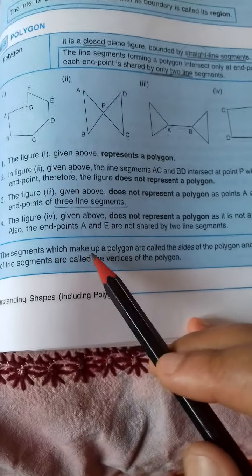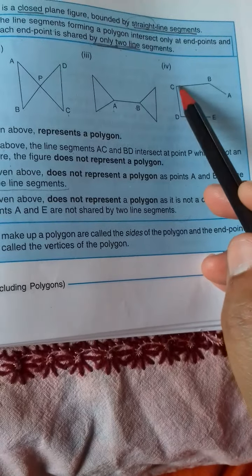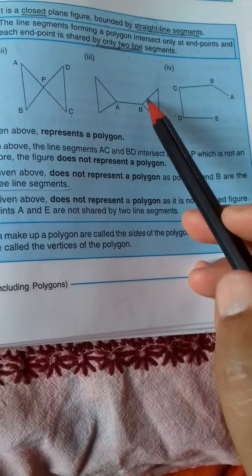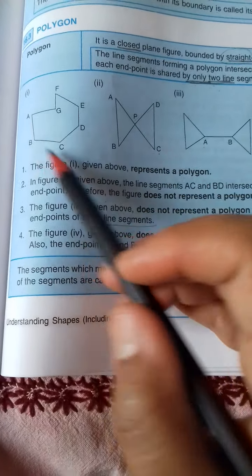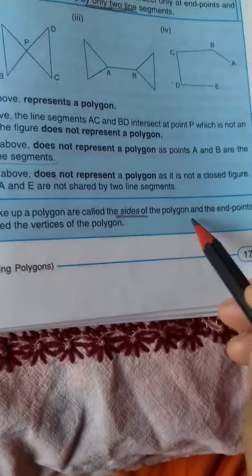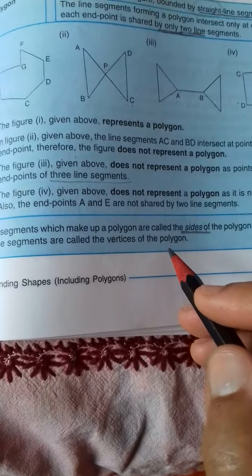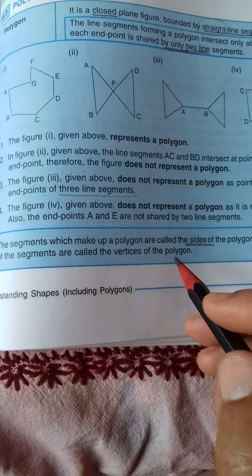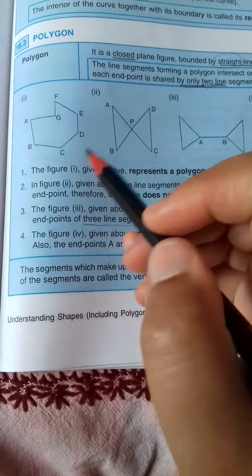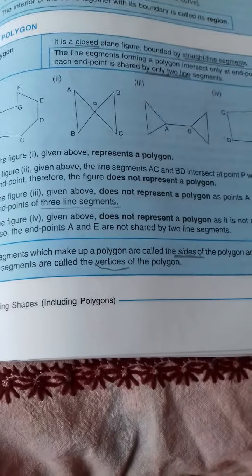Okay. So the segments which make up a polygon are called sides of the polygon. These segments BC, CD, DE, PD, DC, these segments FG, AG, are called sides of the polygon. And the end points of the segments are called the vertices of the polygon. I hope this much is clear to you.